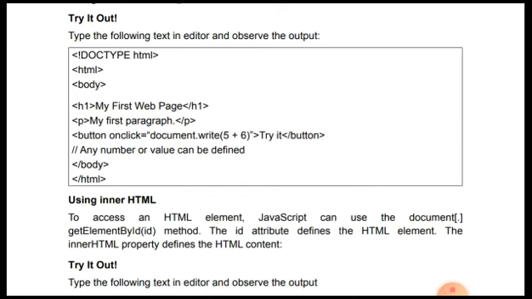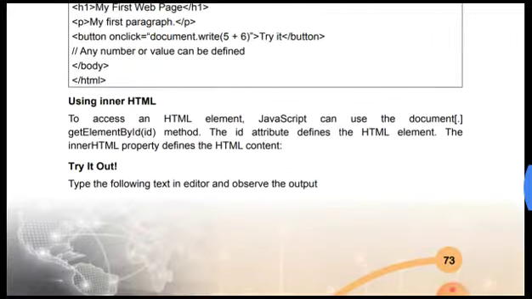This innerHTML is a property which is used for setting the content of any particular HTML element. The id attribute defines the HTML element, and the innerHTML property defines the content of the HTML element. Whatever the content of that HTML element is, it is defined by the innerHTML property. But before that, we have to identify that particular element uniquely by using the getElementById method. First we pass the id within the getElementById method, and then we write dot innerHTML to access or set the content of that HTML element.